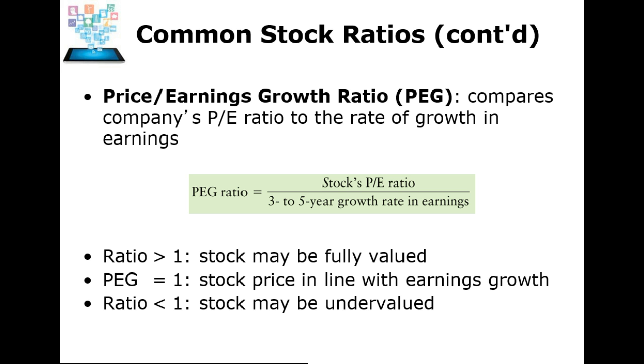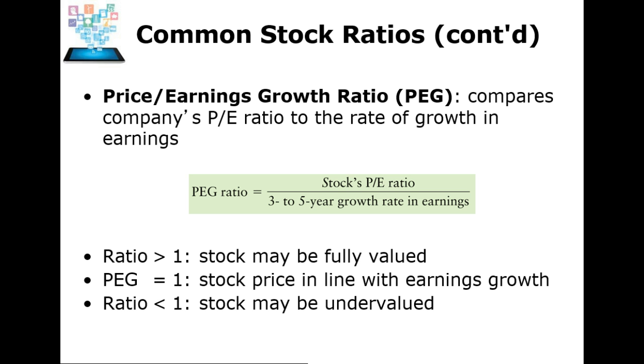Now, if the PEG ratio is greater than 1, the stock is probably fully valued or overvalued. And if the PEG ratio is less than 1, the stock would be considered undervalued. So if the growth rate is higher, say the growth rate is 30 and the PE is 10, that stock is undervalued, and it's going to have less than a 1 as a PEG ratio.